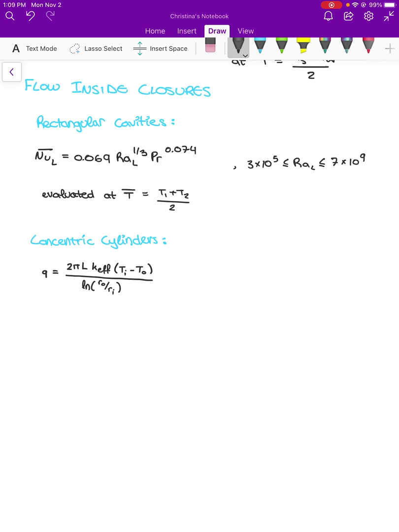Let's talk about concentric cylinders. The heat transfer rate in units of watts for flow between two concentric cylinders is Q equal to 2 pi L times Kf times Ti minus To divided by ln of Ro over Ri. The subscripts i refer to the inner cylinder and the subscripts o refer to the outer cylinder. Kf is the effective thermal conductivity and can be found through the following equation.